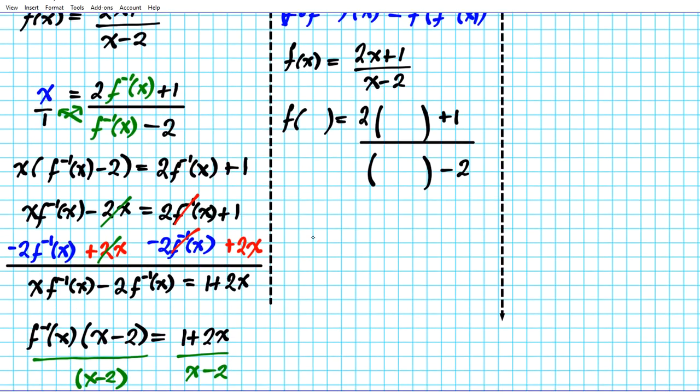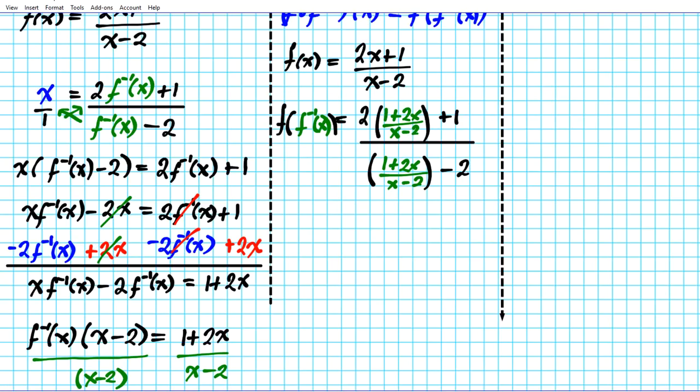plus 2x over x minus 2. So the name of the input function is f inverse of x. And then we're going to put in 1 plus 2x over x minus 2. And then 1 plus 2x over x minus 2. Now we're going to go ahead and simplify this complex fraction that we have here.